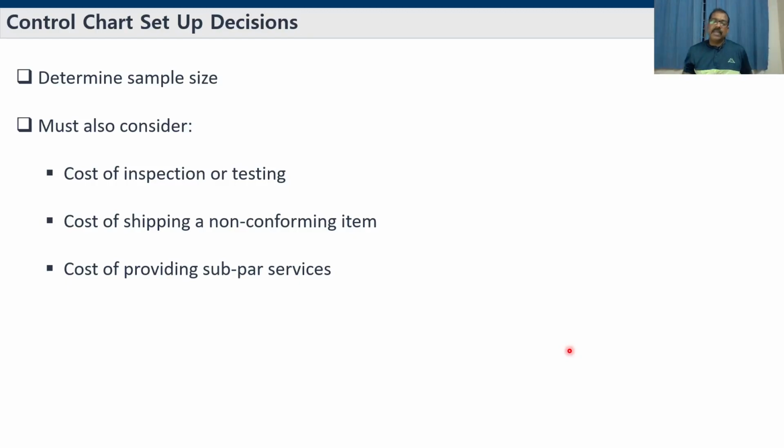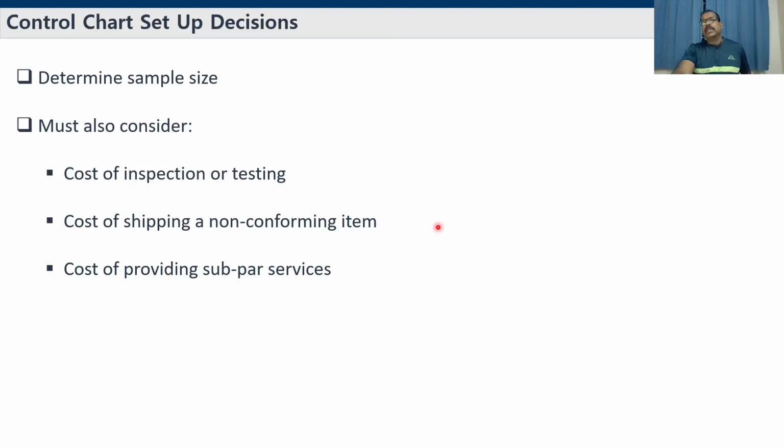So sampling also has techniques. It is very important, so determining sample size is very important. You must consider the cost of inspection or cost of testing, and also the cost of shipping a non-conforming item, like guarantee related products. The cost of providing sub-par services is also important when we decide control chart setups.